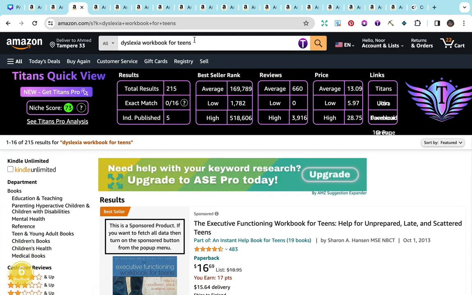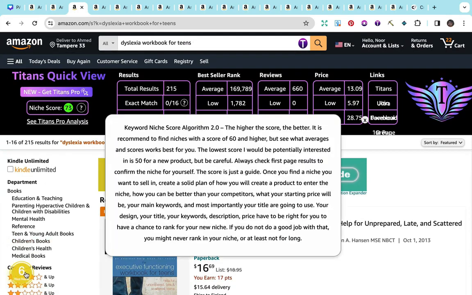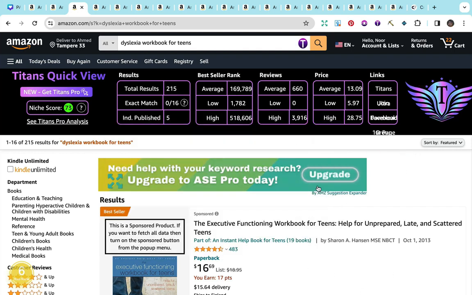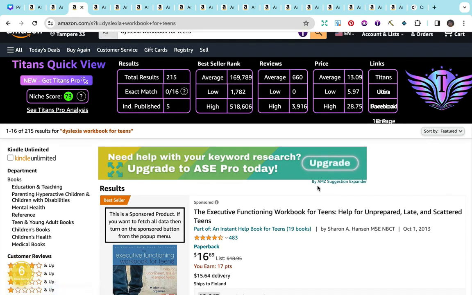First of all, you look at the keyword, you look at the search results, you've got 2 extensions that you rely on for the keyword niche score. Once everything's all in check in terms of the data here, the final step is to look through a minimum of 3 books on the first page with a bestseller rank of 100,000 or less. So that was for the third keyword.